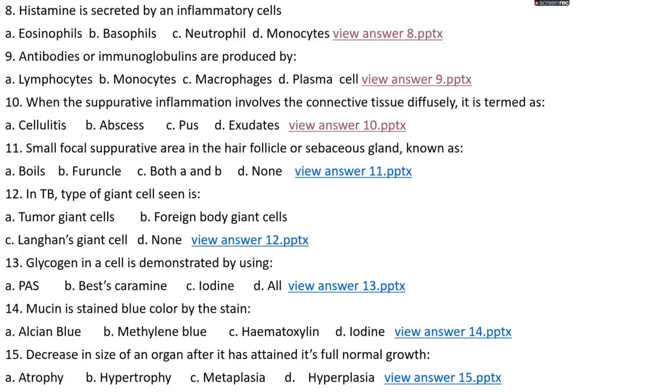Okay. Question number 11. A small focal suppurative area in the hair follicle or sebaceous gland is known as: option A, boils, option B, furuncles, option C, both A and B, option D, none.